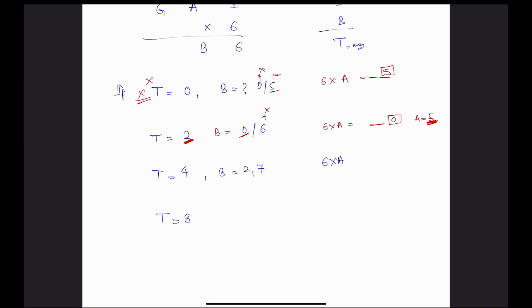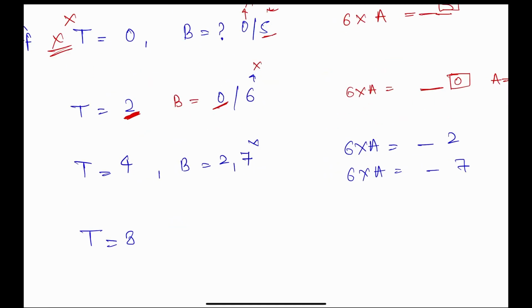6 into A, last digit as 2. 6 into A, last digit as 7. So 7 is not possible. 7 is not possible. What is possible? 2 is possible.